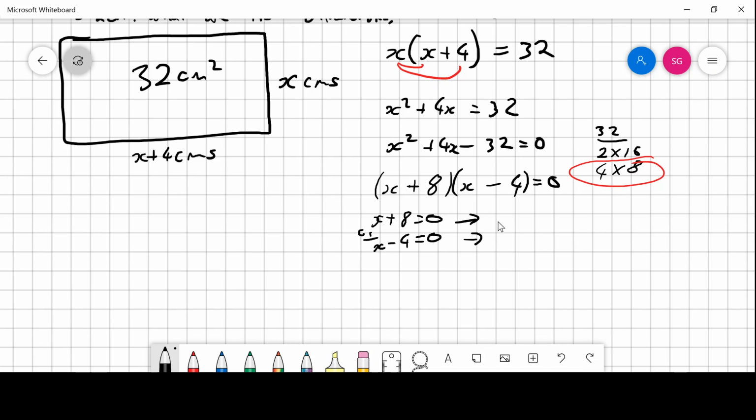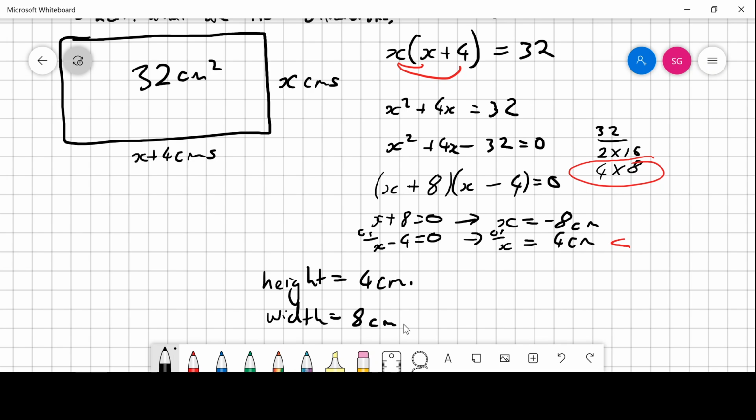So from that, you have x equals minus 8 centimeters, or x equals 4 centimeters. We can go, wait a second, only one of these will make any sense. x equals 4 centimeters. So we know that the height of the item is 4 centimeters. And then the width of the item, in this case, is going to equal 8 centimeters. And there we have our solution.